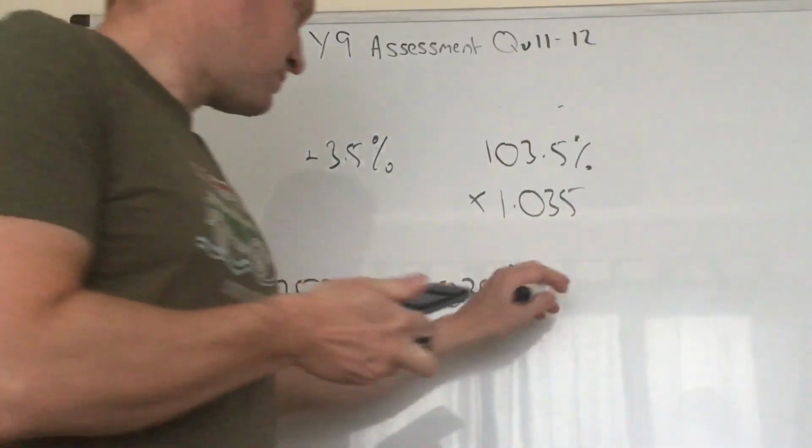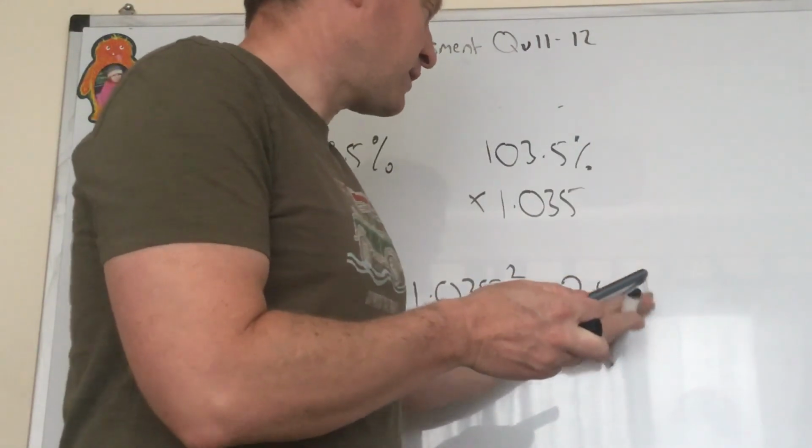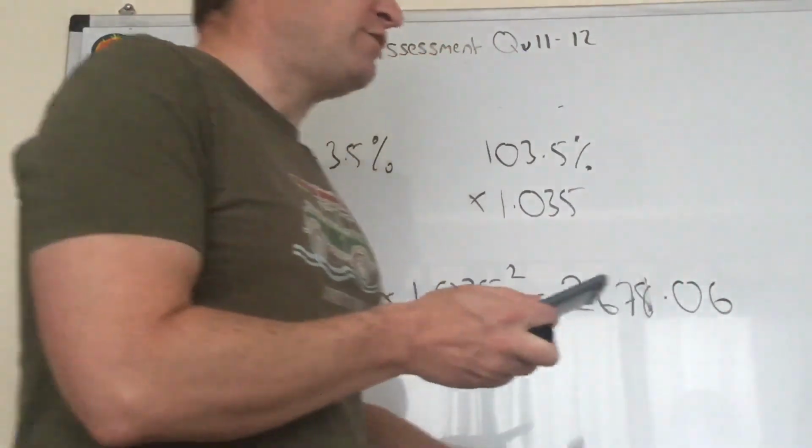And we should get 2678 pounds and 6 pence. I've rounded to the nearest penny.